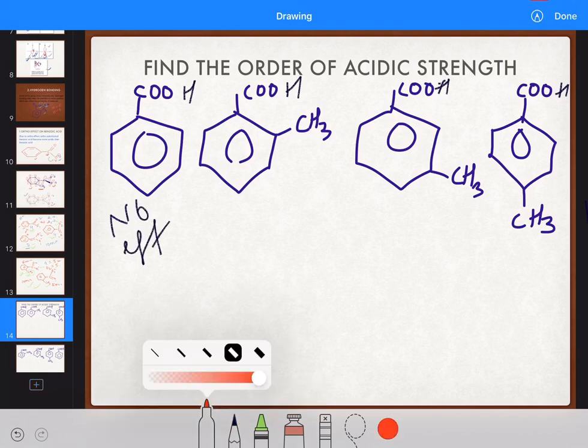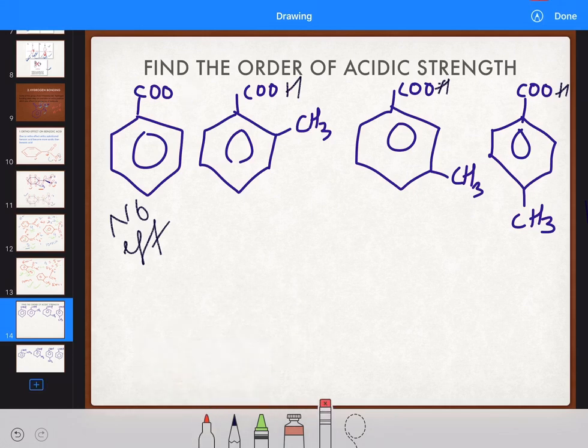If you see the second one, before finding the acidic strength, what we have to do, we have to remove the acidic H. Correct? We have to remove the acidic H and then we have to apply a negative charge on all these oxygen. Now we have to compare the stability of negative charge. Higher will be the stability of negative charge, higher will be the acidic strength. Correct? Now, the first one has no effect.